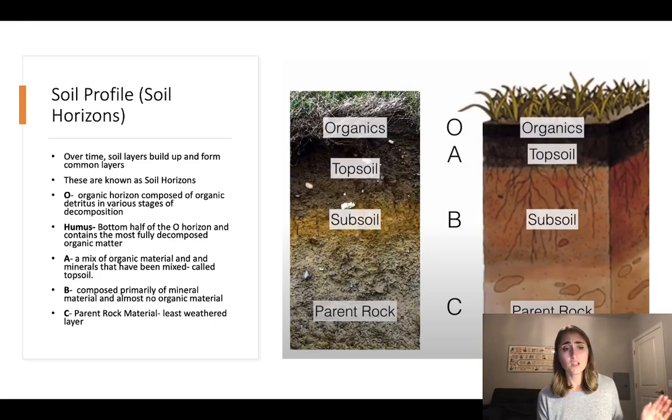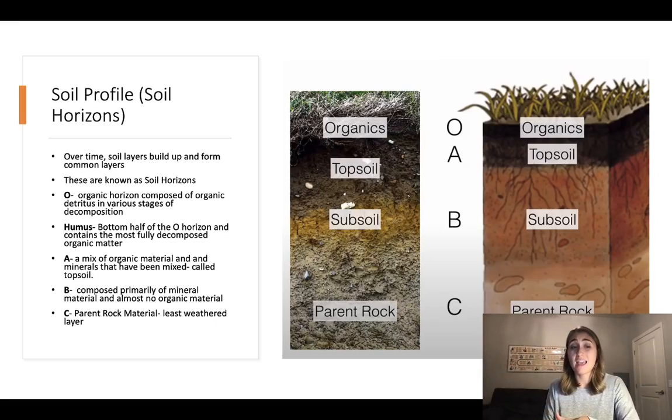Toward the bottom half of the O layer, we also have something called the humus layer, which isn't in this actual description, but humus is the bottom half of the O horizon, and it contains the most fully decomposed organic matter. So as decomposition occurs, it moves more towards the bottom half of the O layer.